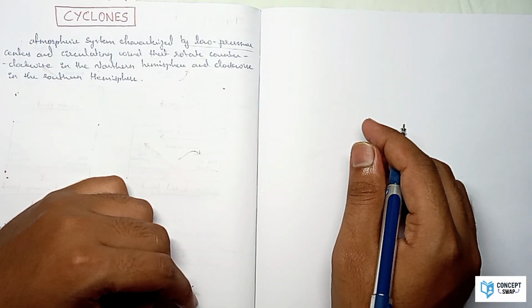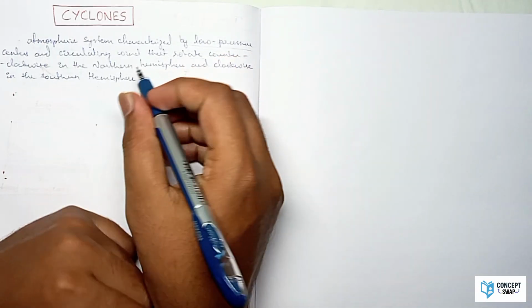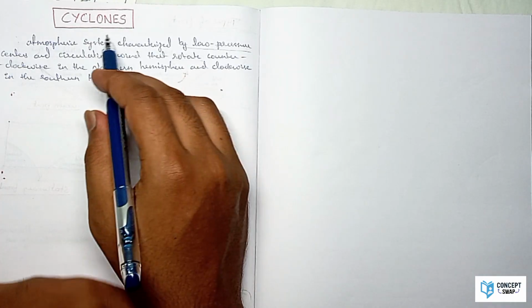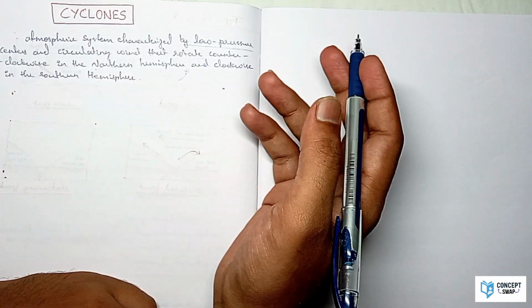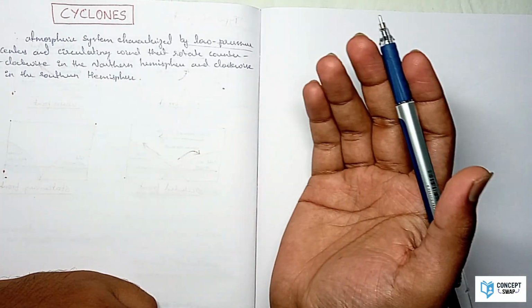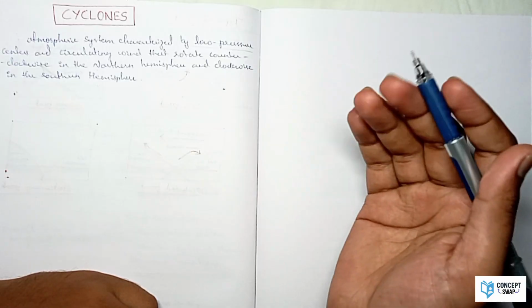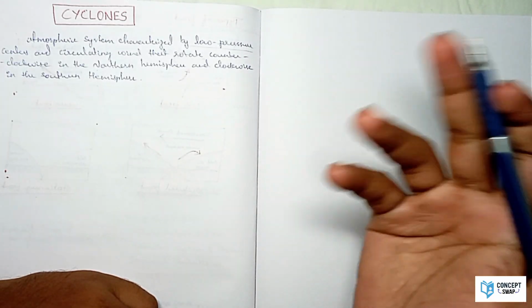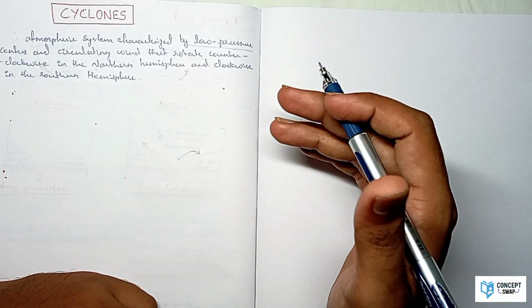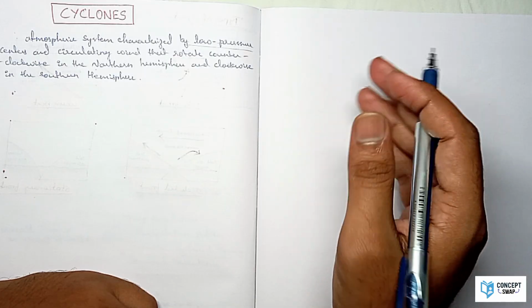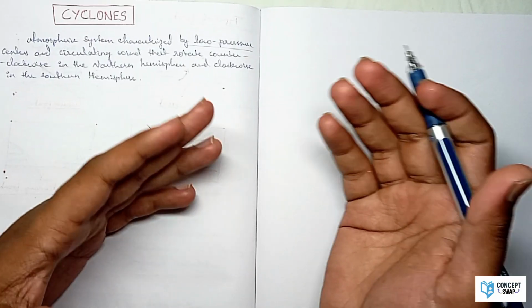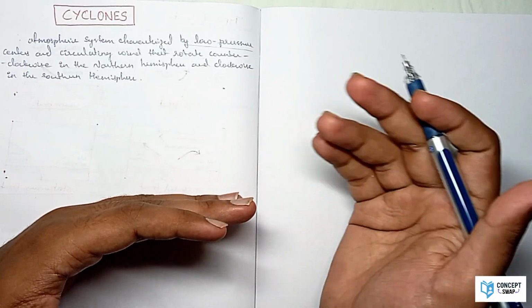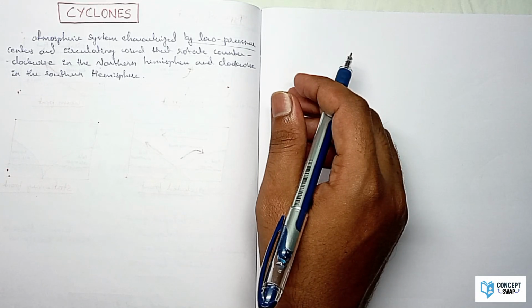Today's topic we are discussing is cyclone. What is a cyclone? A cyclone is an atmospheric system characterized by low pressure at the center and circulating wind that rotates counterclockwise in the northern hemisphere and clockwise in the southern hemisphere. Counterclockwise means anti-clockwise.